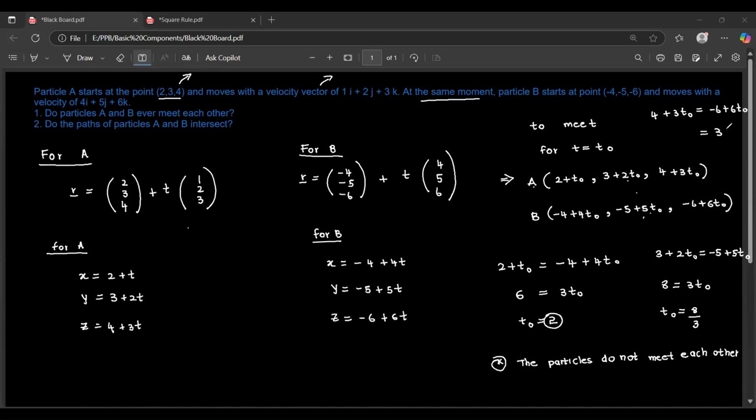So 3t naught is equal to 10, where t naught is equal to 10 over 3. Okay, so all three values are different. So we can confidently say they are not meeting each other. They are not meeting each other.